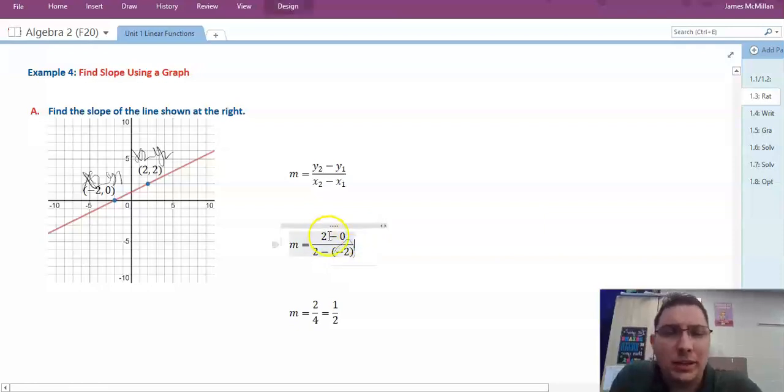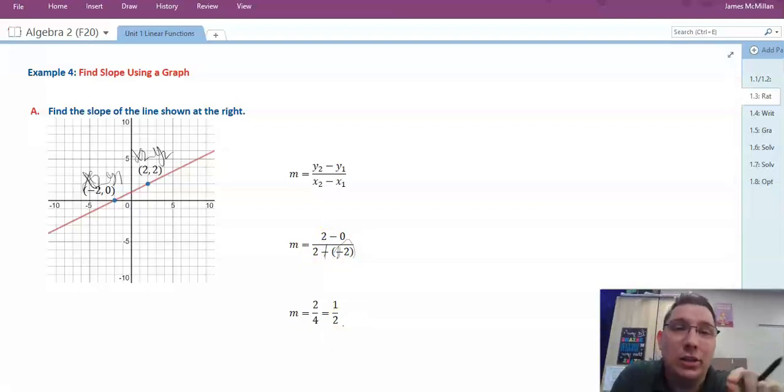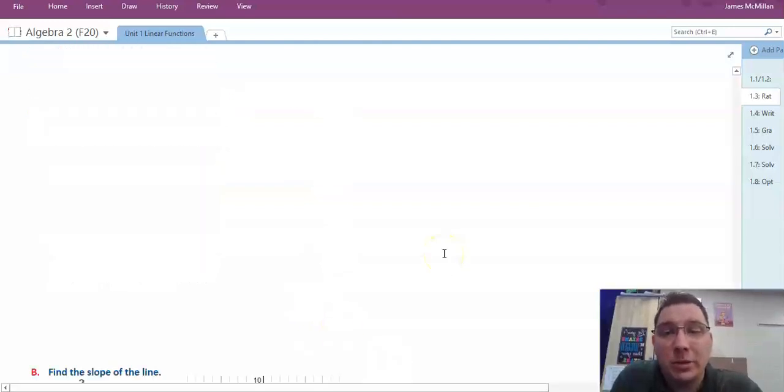Now, when we simplify that, 2 minus 0 is 2, and 2 minus negative 2, so that's a plus when we do that. So 2 plus 2 is 4, and 2 over 4 reduces to 1/2. So again, if you didn't get that right, make sure you're plugging things in the right spots and make sure you're paying attention to your signs. Those are the two biggest issues for this problem. All right, let's look at example B.